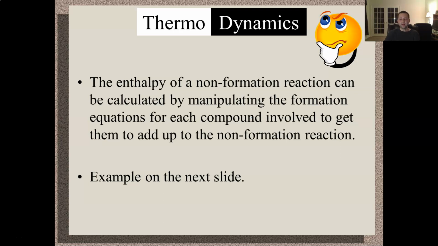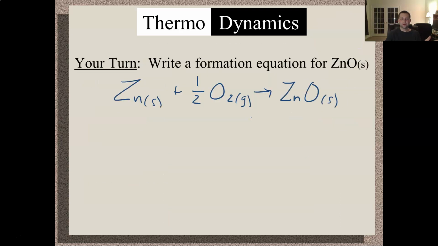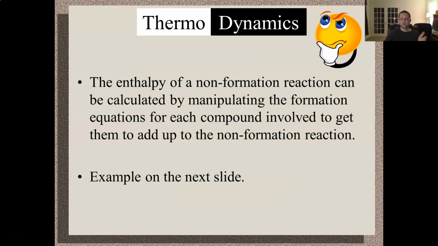So the enthalpy of a non-formation equation. For the formation equations, especially for this one here, formation equation for zinc oxide, you can just look up that delta H value in a reference table somewhere. But what if you have an equation that isn't a formation equation? So you have some non-formation reaction. How do you find the heat of reaction or the enthalpy of reaction for that? Well, what you can do is use all of your formation equations for the various components and just go through and do a Hess's law style problem from the previous lesson.